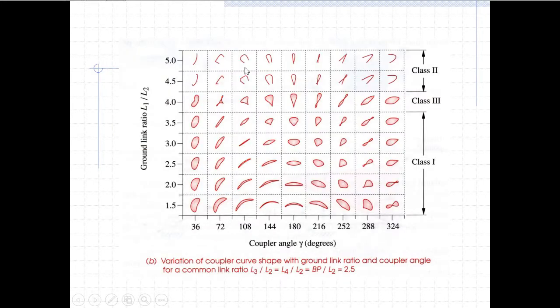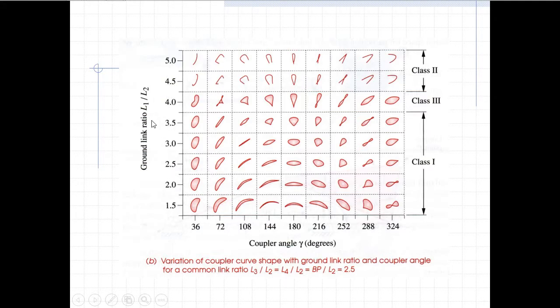This is a figure which shows a number of coupler curves that can be generated using our previous example. And these are all symmetric coupler curves, and they are created using the following numbers. For example, the ground link ratio here, L1 over L2, is given the following properties.